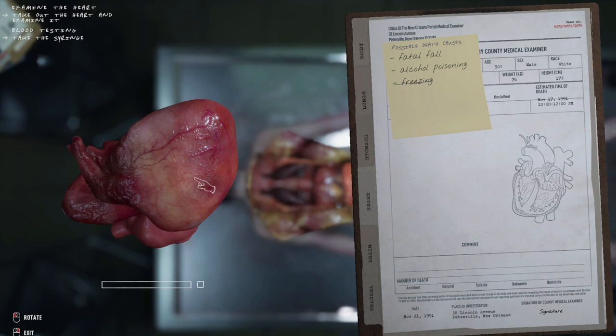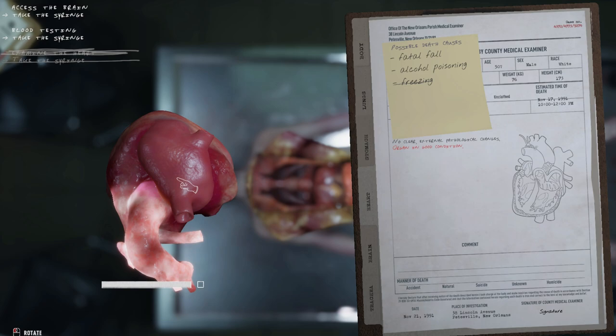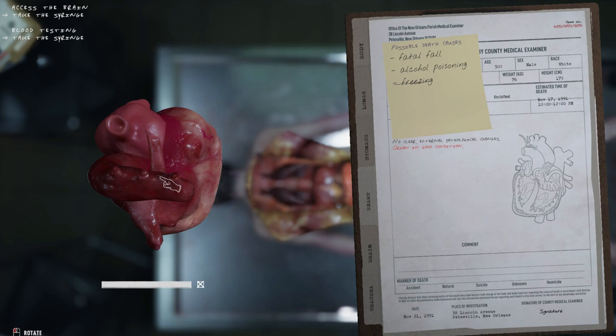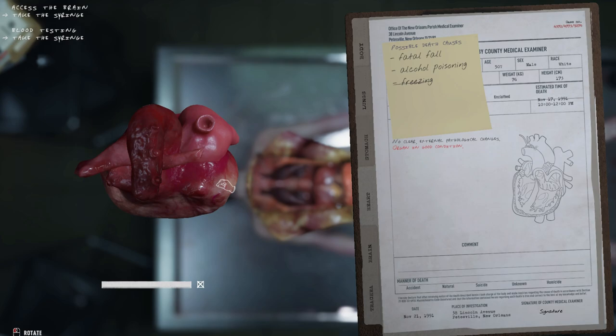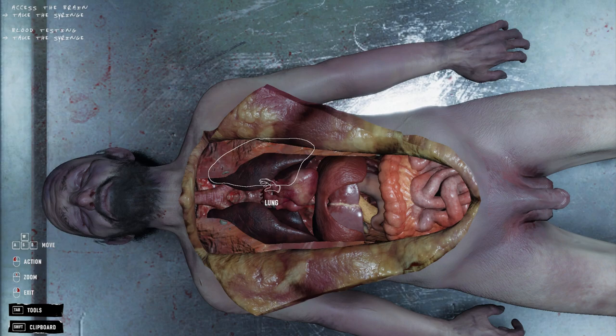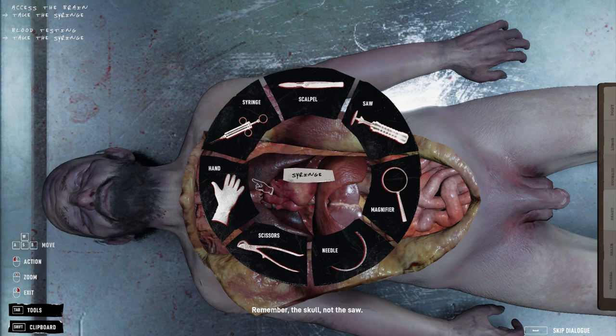At first glance, the heart looks fine. Let's take the autopsy saw to cut through the skull to cleave it in two. Remember, the skull, not the saw.